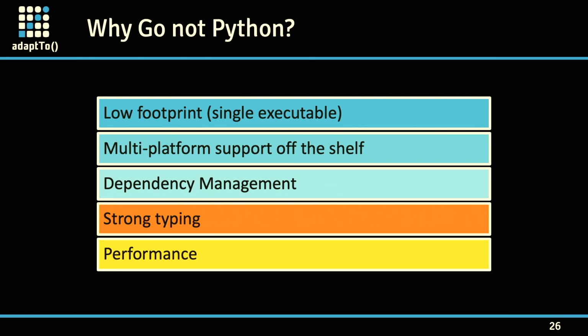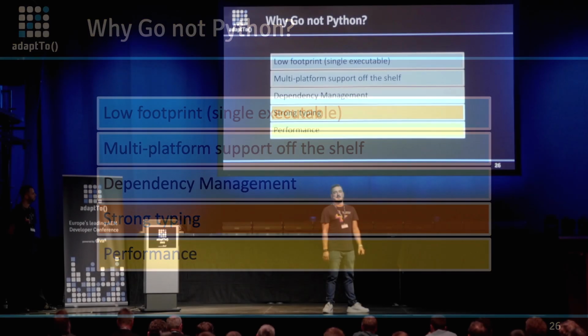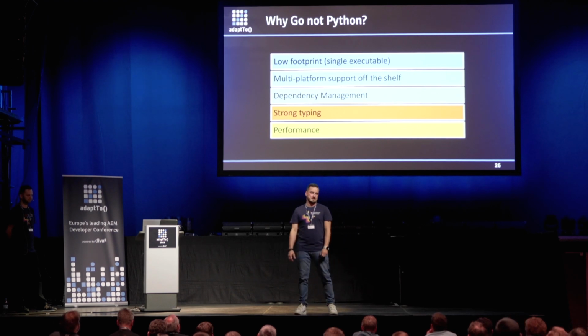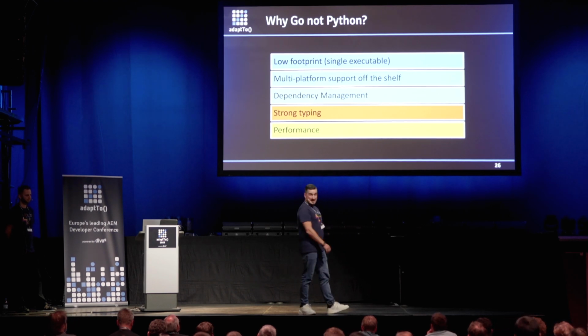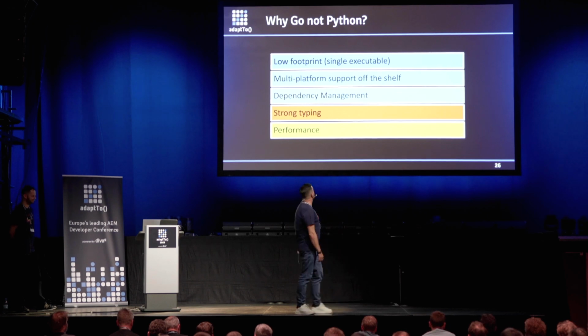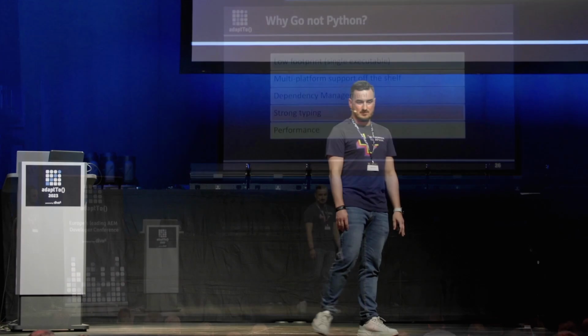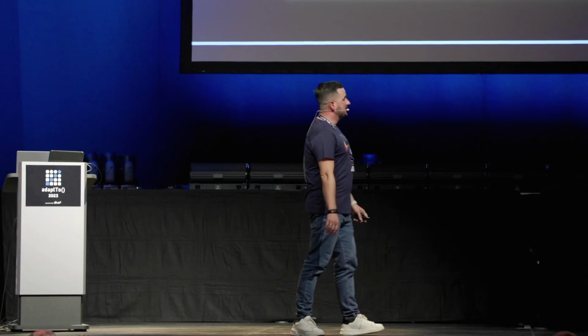Now, the tool was written in Go, and we've been asked quite a few times, why not Python? All of the DevOps people are in love with Python. We're not. First of all, we wanted this to be really lightweight, have a tiny footprint, and be just one thing that you download. Then we wanted it to be multi-platform off the shelf. Those of you who have tried to install Python and work with it on Windows know what I'm talking about. It's almost impossible.